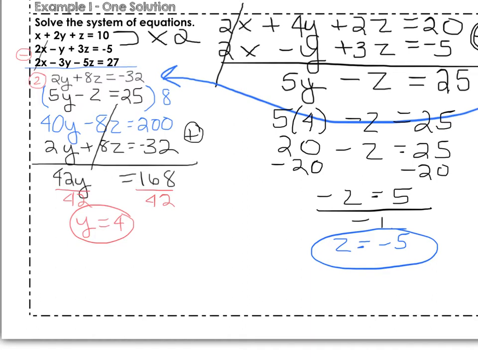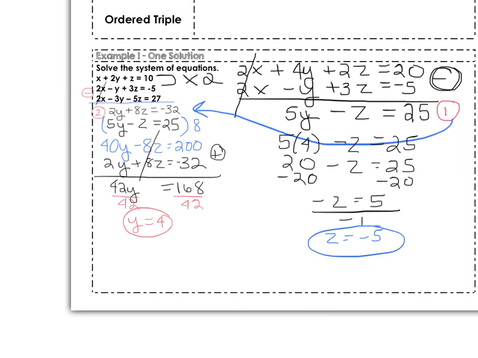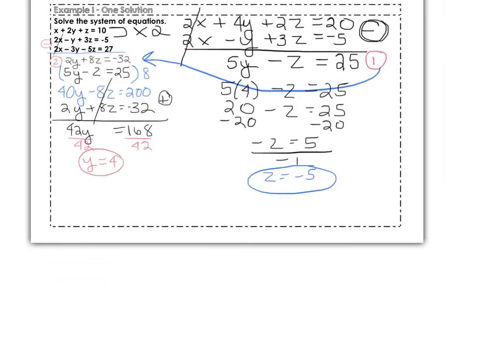Well, now we get to plug in the two things that we just solved for to find what our value for x is. So now we're going to go back to one of our original equations and plug those in to solve for x. I'm going to choose the first equation. It looks to be the easiest. x plus 2 times our value for y, which is 4, plus our value for z, which is negative 5, equals 10. So we have x plus 2 times 4 is 8, minus 5 equals 10.